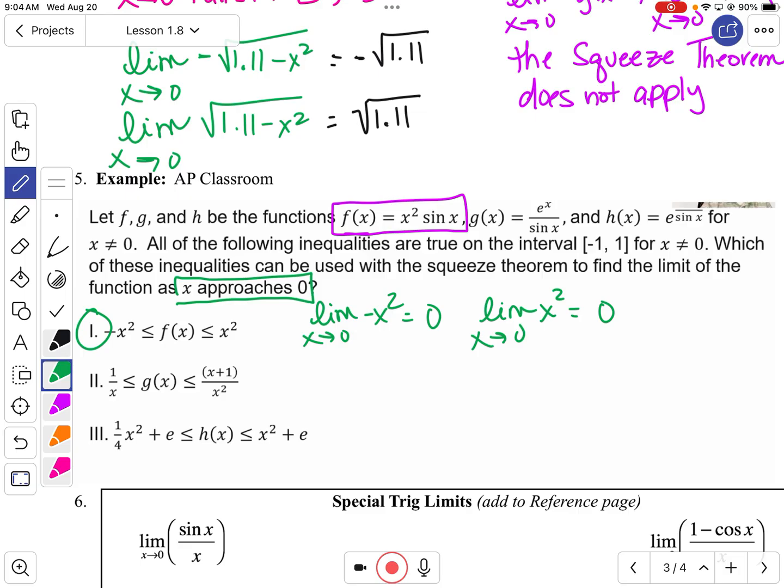All right. Check the next two. They give you what the boundaries are. That's what they're giving you, those upper and lower bounds.